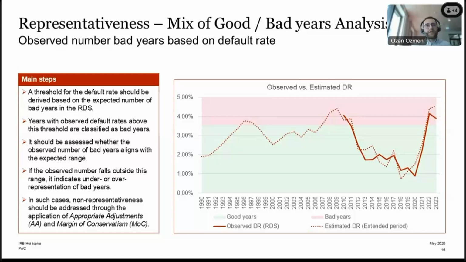Because if we say, for example, we expect 1 bad year out of 4 years, this is the average value, but it's not the case. Sometimes it happens once in 10 years, sometimes once in 3 years, and to get a reasonable average or expected number of bad years, the time frame should be longer. That's why we do this extrapolation, to observe more variability in the default rates.